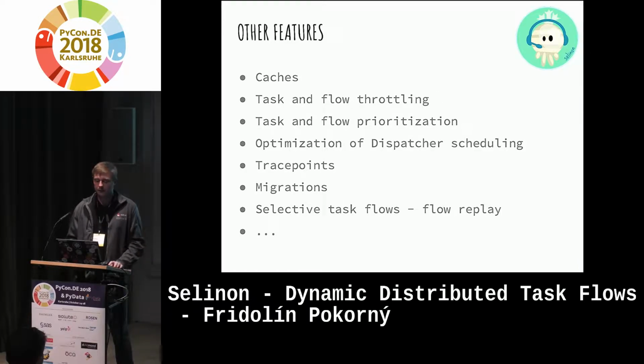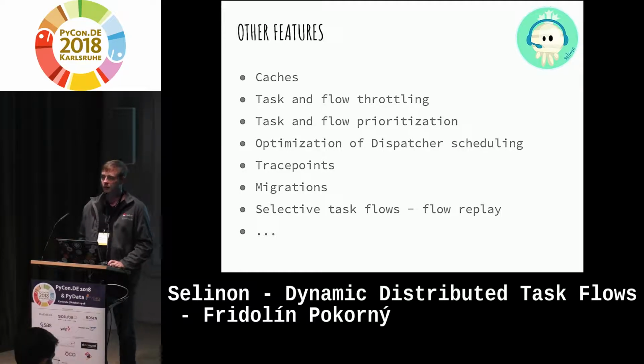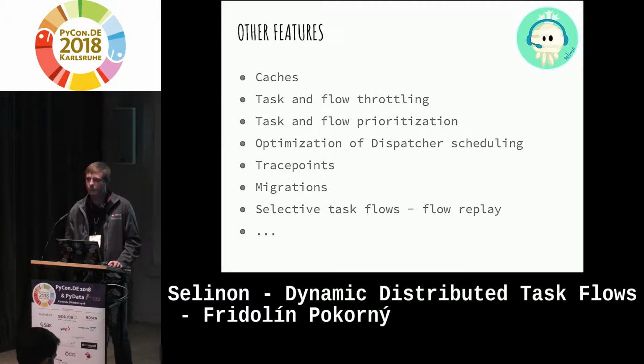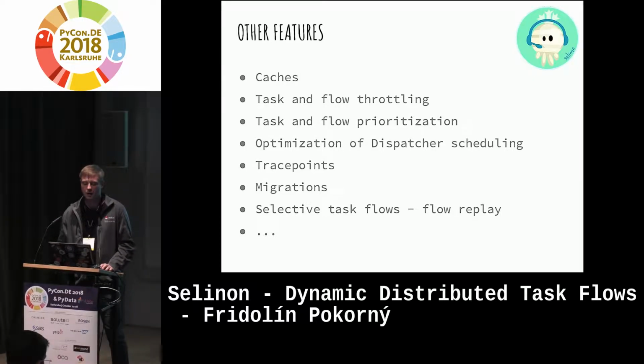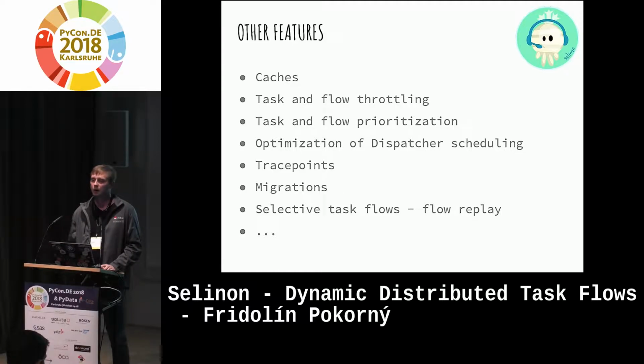There are also other features. For example, you can use distributed caches. These distributed caches are used to optimize network traffic inside your cluster. You can also apply task and flow throttling. So when you decide, I would like to execute this particular task no more than twice a minute, you can do so with Selinon. This also applies to flows, so you can throttle whole flows. This is especially helpful when you are relying on some remote API, and this remote API is not capable of serving your requests.